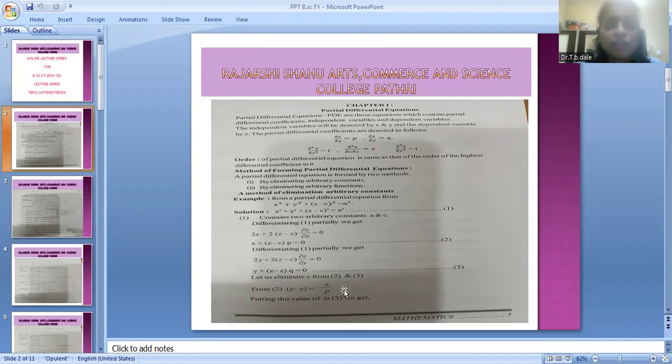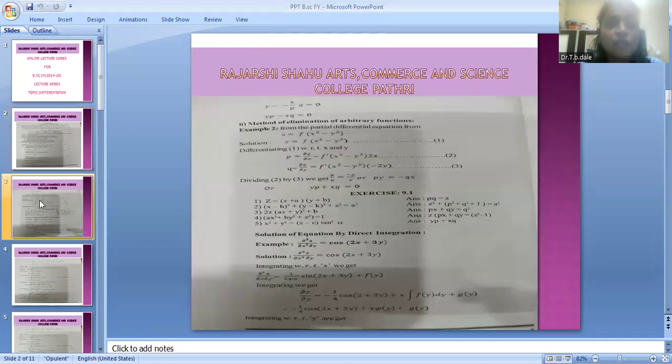Let's eliminate c from equations 2 and 3. From 2, we get z minus c is equal to minus x upon p. Putting this value in 3, we get y into minus x upon p, into q is equal to 0. That is, yp minus xq is equal to 0.